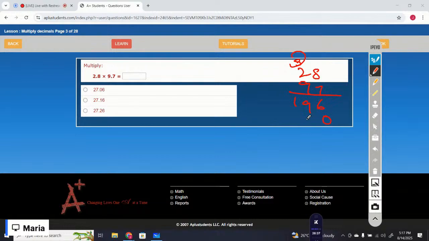9 times 8 is 72. Write 2 and carry 7. 9 times 2 is 18 and 7 is 25.